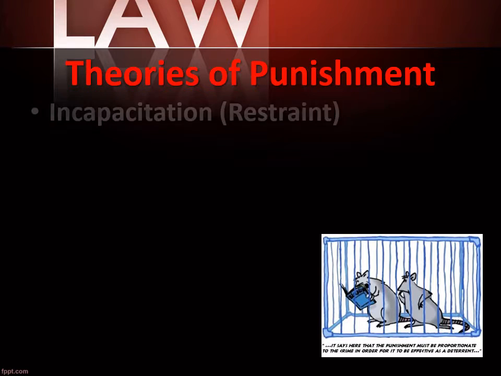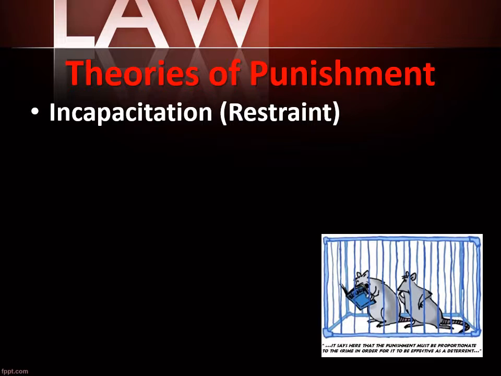The first theory of punishment is incapacitation. The idea being, while in prison, that criminal has fewer opportunities to commit acts causing harm to society. You've incapacitated that criminal. You've restrained that criminal. The problem is, there's still other prisoners and guards and nursing staff that could be affected by that criminal. That's why we have first-degree premeditated murder and things like that, because it protects prison guards and the like, okay? But incapacitation is the argument that while in prison, a criminal has fewer opportunities to commit acts causing harm to society.